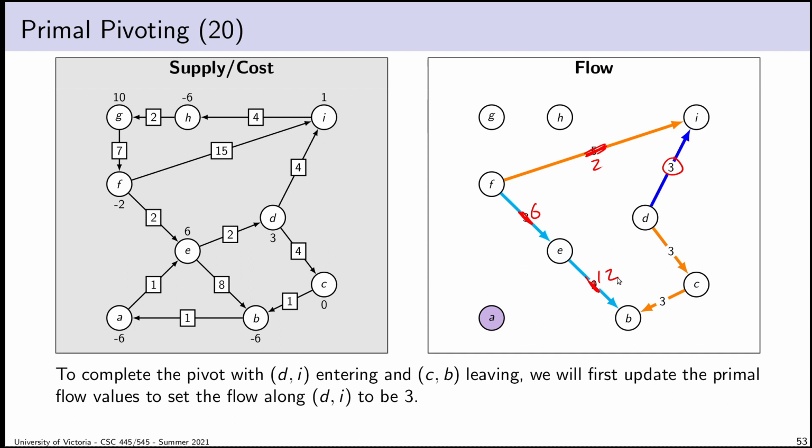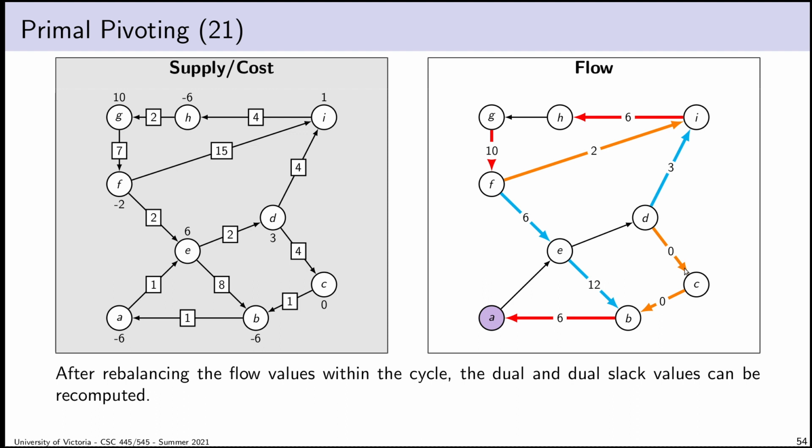Okay, so this 3 goes to 0, and this 3 here actually also goes to 0. So we subtract off from things in the opposite direction. We get this, and there we go. So we now have updated all of our flow values so that our leaving arc is non-basic.